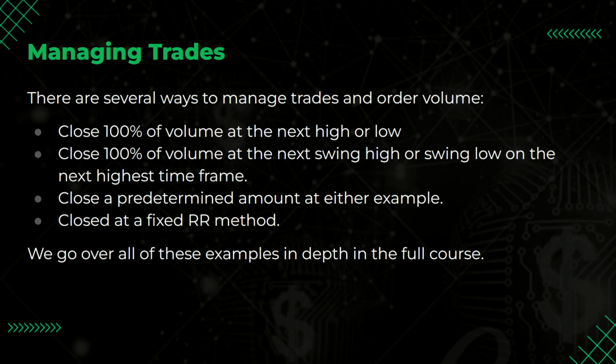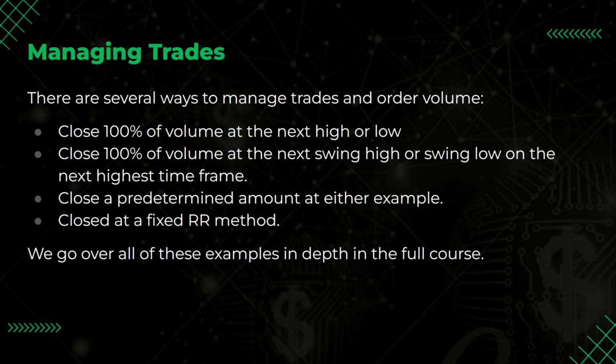There are several ways to manage your open trade and your order volume, or in other words, several ways to take profit. What is most common using Smart Money Concepts, for me at least, is closing a certain percentage of my order at a new low and then leaving what's called a runner on to see if the market continues lower. We'll go over that in a little bit.